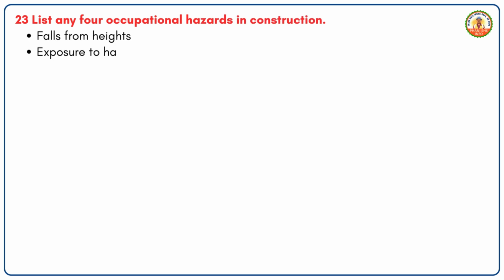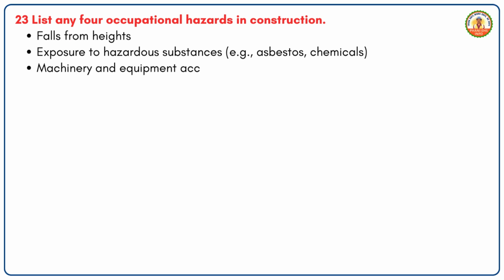23. List any 4 occupational hazards in construction. Falls from heights. Exposure to hazardous substances, for example asbestos, chemicals. Machinery and equipment accidents. Electrical hazards.